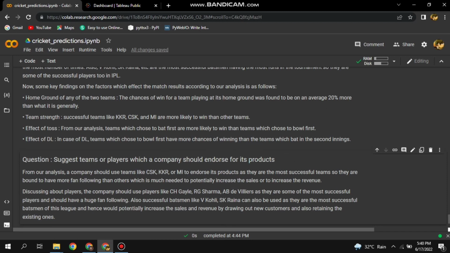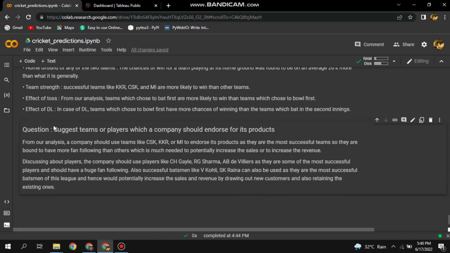And the other question which we were asked to answer from our analysis was: suggest teams or players which a company should endorse for its products. From our analysis, a company should use teams like CSK, KKR or MI to endorse their products, as they are the most successful ones in this particular tournament.